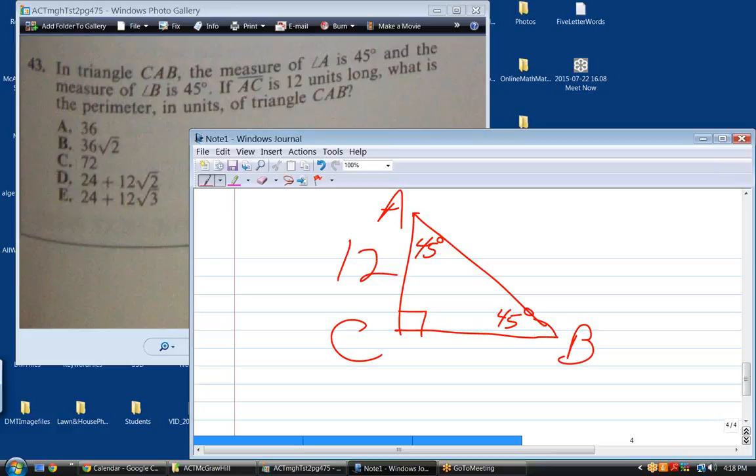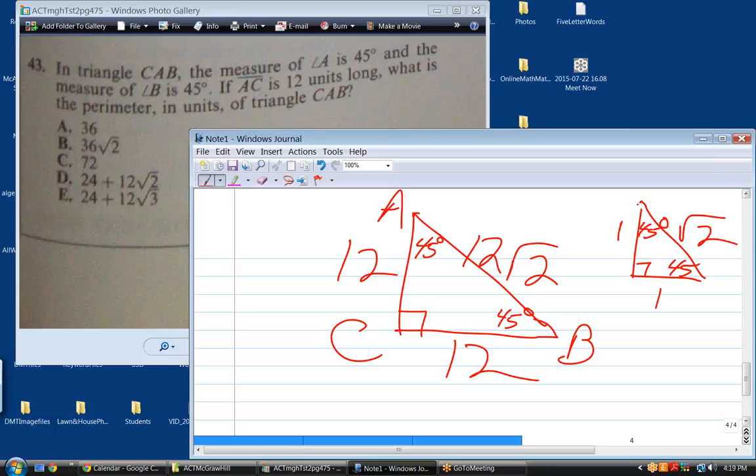What's the perimeter of this triangle? Which means we have to figure out what CB is, and we have to figure out what AB is. CB is 12. Okay. What's AB? Isn't it 12 root 2? Very good. Based on my unit triangle. In other words, the reason I have been giving you this for a year is because you're going to need it.